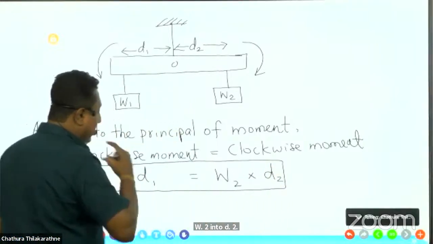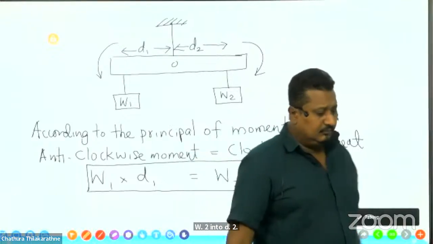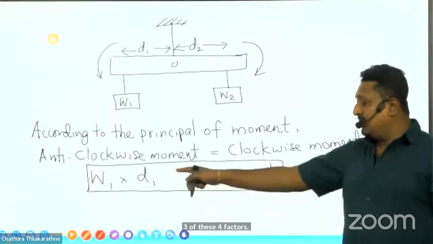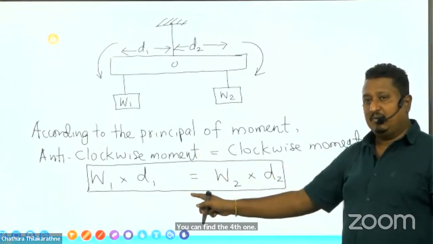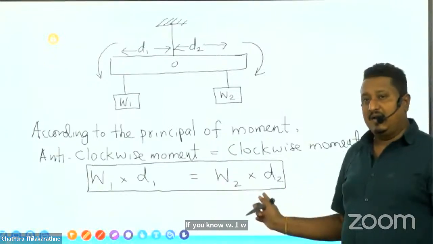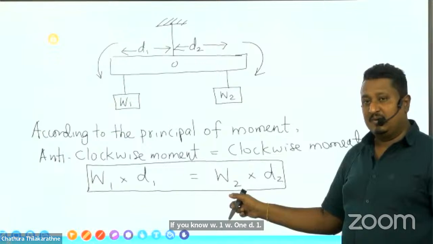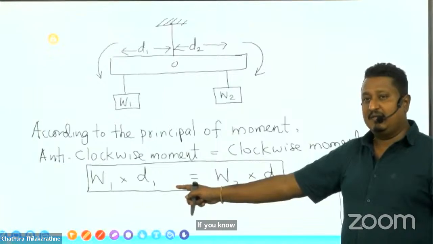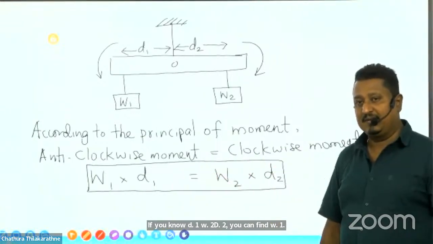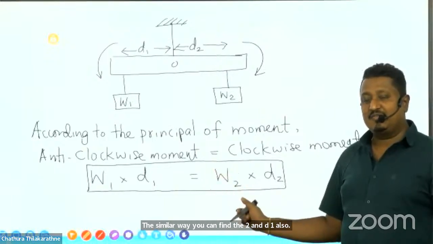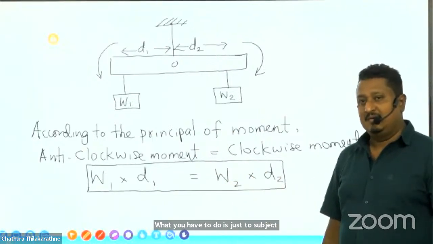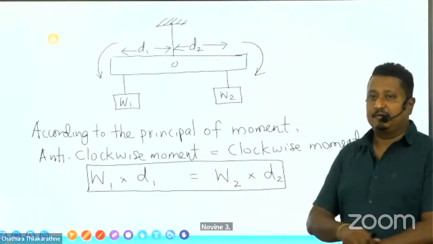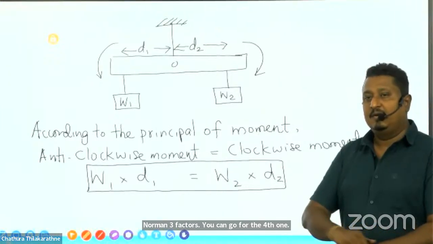If you know any three of these four factors, you can find the fourth one. If you know W1, D1, D2, you can find W2. If you know D1, W2, D2, you can find W1. In a similar way, you can find D2 and D1 also. What you have to do is just make the subject what you want. Knowing three factors, you can go for the fourth one. So that is the importance of moment of force.